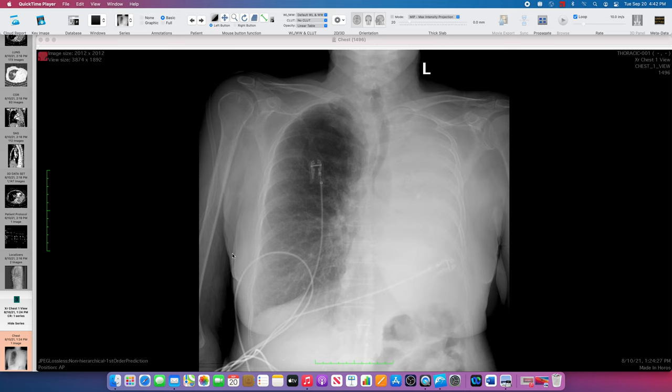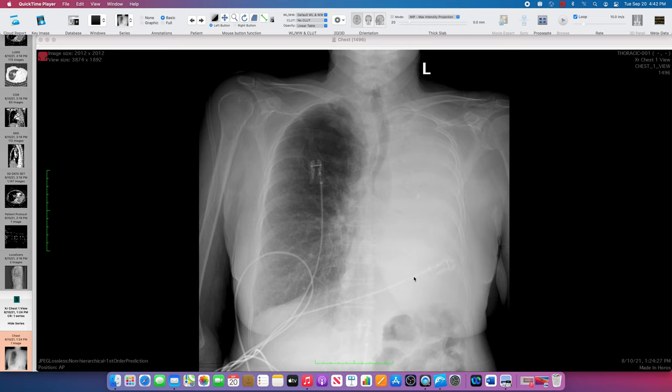This is Dr. Christian Cox, and I'm just going to walk you through the first thoracic case. We start with a chest x-ray on this older female who's presenting with shortness of breath. And in this study, we see complete whiteout of the left hemithorax.